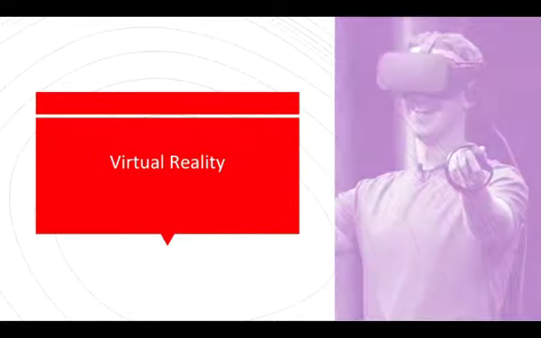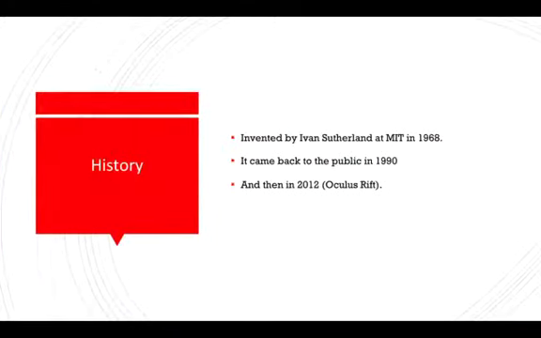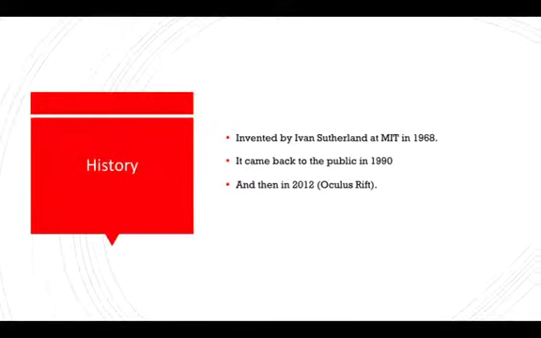Virtual reality. History. Invented by Ivan Sutherland at MIT in 1968. It came back to the public in 1990, and then in 2012 with the Oculus Rift. Theoretical perspective: motion tracking techniques.